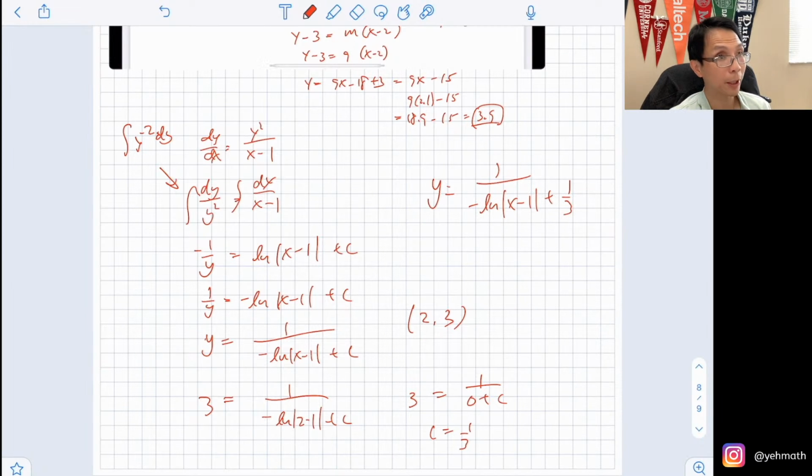Don't try the big Q on the AP exam. Leave it like that. You already got c. You're done. Yeah? Oh yeah, negative 1 over 3, because it's negative. Oh, you're right. Wait, hold on a second.